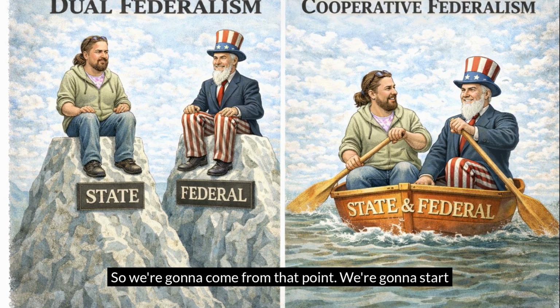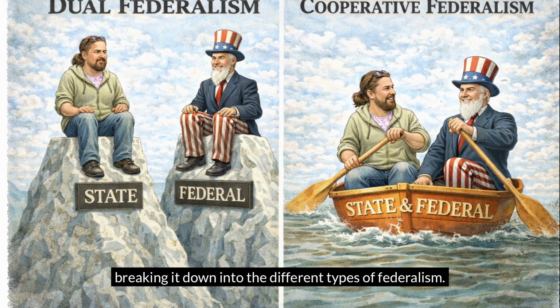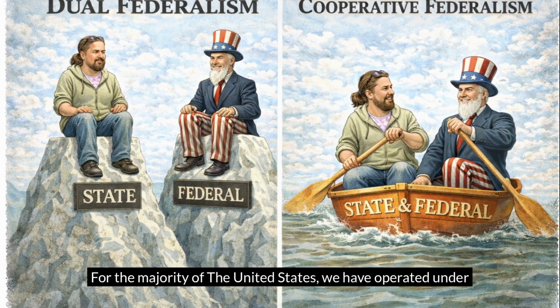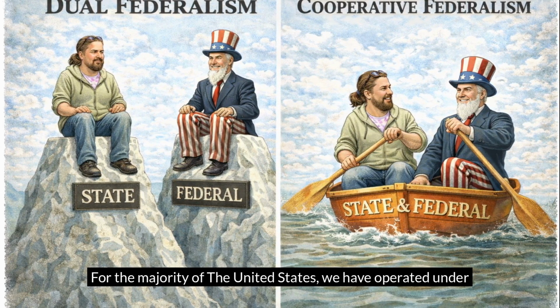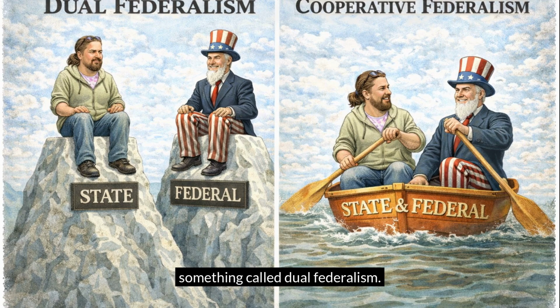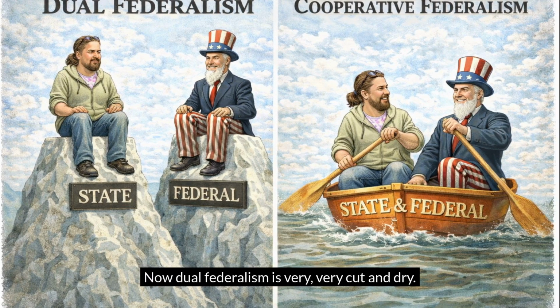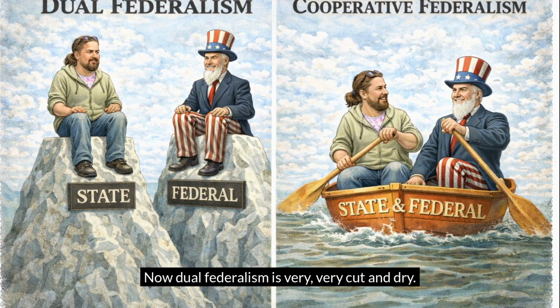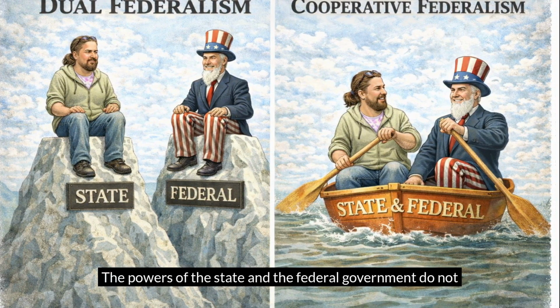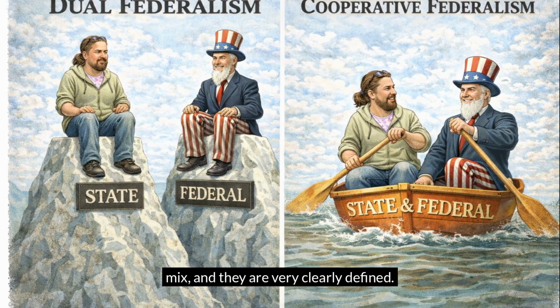So there are some times the federal government may try and get states to do something, but they won't be able to. So we're going to come from that point, we're going to start breaking it down into the different types of federalism. For the majority of the United States, we have operated under something called dual federalism. Now, dual federalism is very, very cut and dry. The powers of the state and the federal government do not mix, and they are very clearly defined.